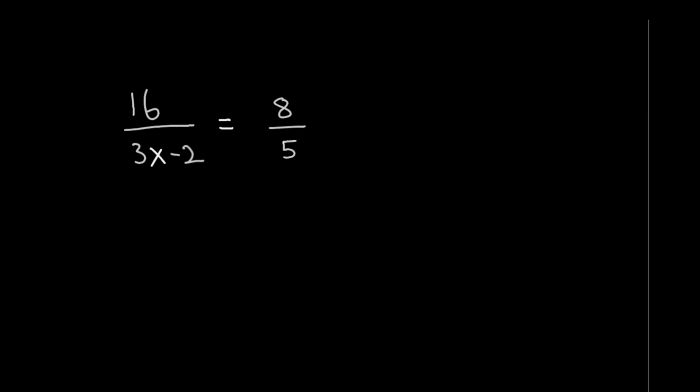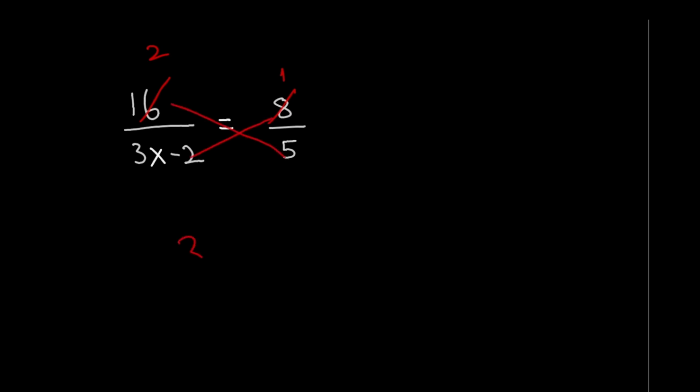Okay, now let's do a little bit more complex question. So we're solving for x. Before we start, we can do a little bit of simplification to make the calculation easier for us. So we can divide both sides by 8, and we would get 2 here, and this would be 1. And now we can do cross multiplication like this.